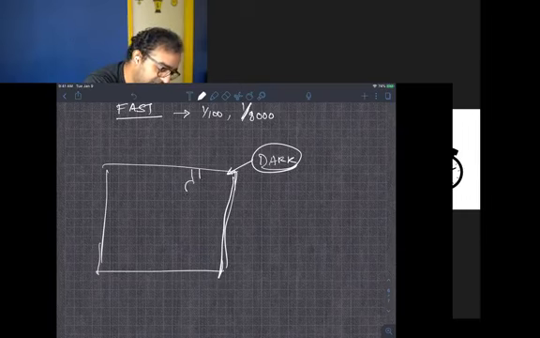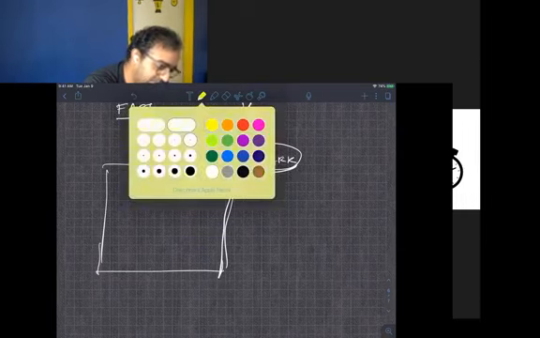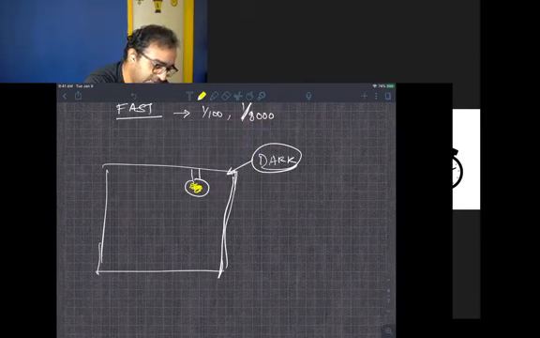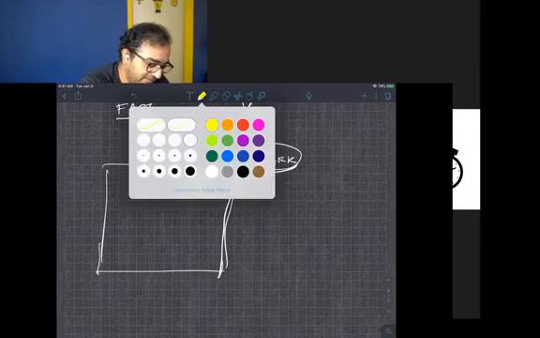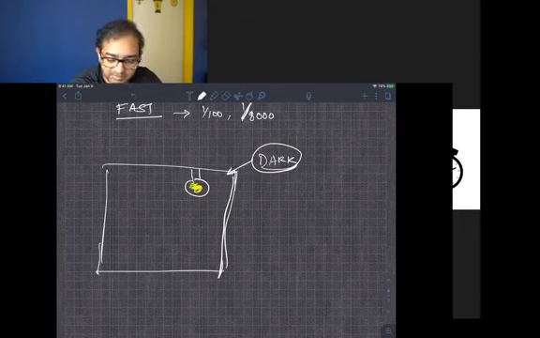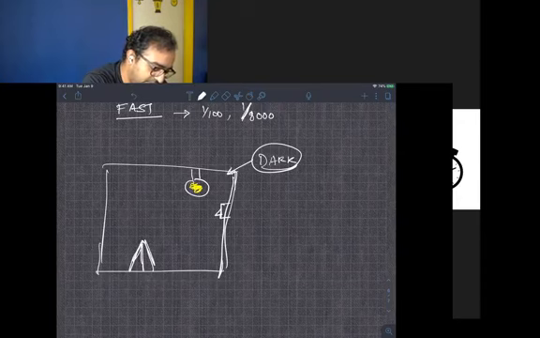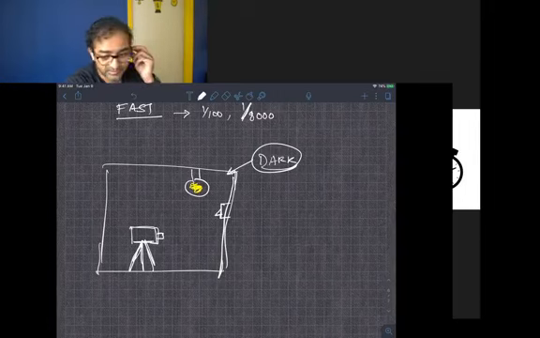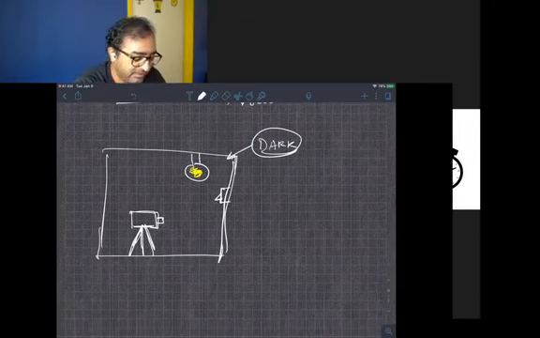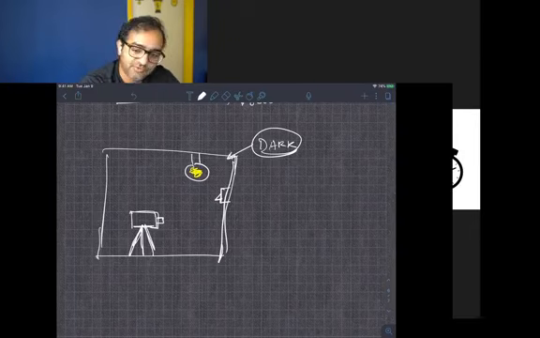Inside this, there's a light bulb. Now let me put some color in there, to make it more fascinating. Inside this room is a light bulb. There's a switch for the light bulb right here. And in this room, you have a camera sitting on a tripod. This is the camera sitting on the tripod. I'm not going to draw a human being because I suck at drawing human beings. So let's look at two cases in this situation.